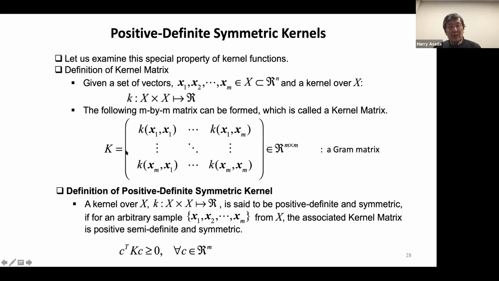So how do you check whether this matrix is positive semi-definite? You can multiply by an m-dimensional vector from both sides, sandwiching this m by m matrix K with the row vector c transpose and the column vector c. For an arbitrary vector c, this quadratic form, which is a scalar quantity, must not be negative. That's the definition of the matrix K being positive semi-definite.